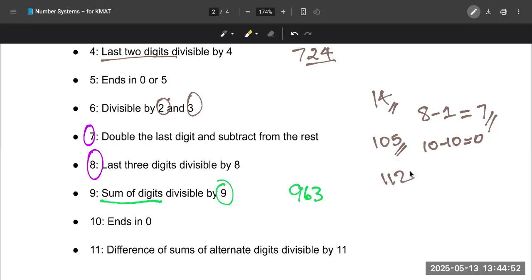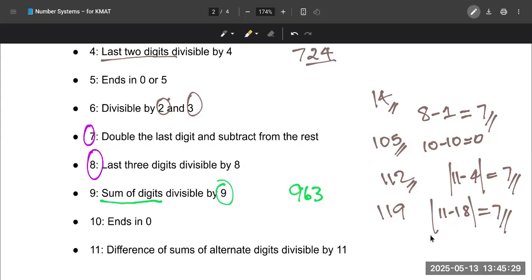112 is divisible by 7: 11 minus 4. 2 into 2 is 4. Find the difference between 11 and 4. 11 minus 4 is 7. Similarly, 119: 11 minus 18, or 18 minus 11. Basically, we are taking the positive value of the difference between 11 and 18, which is 7.